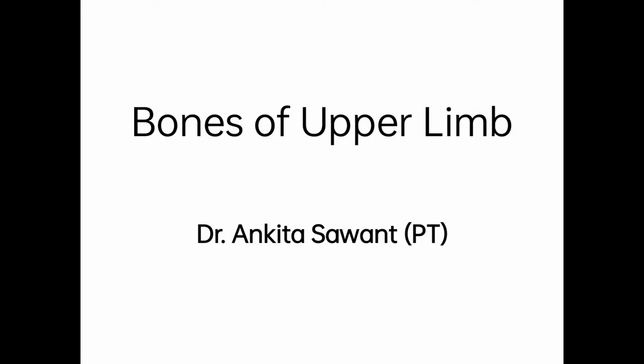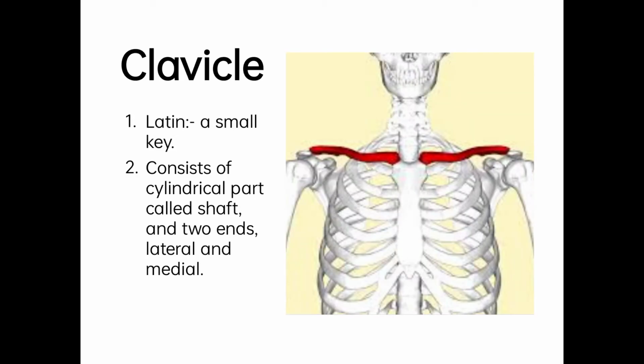I am Dr. Ankita Sawant and today's video is all about bones of the upper limb, particularly the clavicle. Out of 206 total bones in man, the upper limb consists of 64 bones, 32 bones at each side, right and left respectively. Clavicle is a Latin word which means a small key. It consists of a cylindrical part called the shaft and two ends, one lateral and one medial.